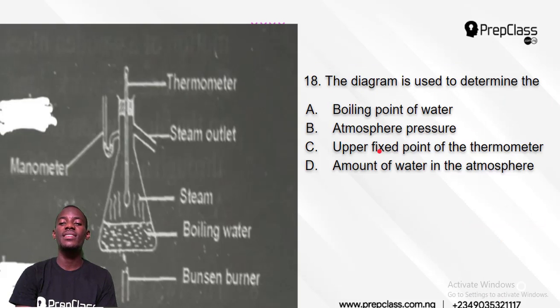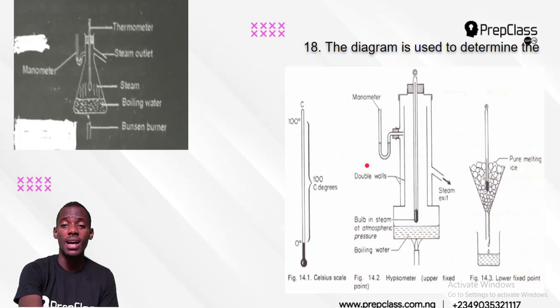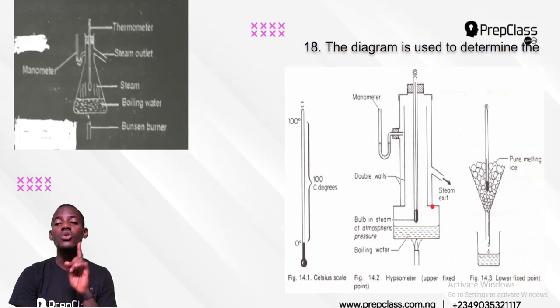Number 18 says the diagram is used to determine what? Do you have any idea? Now, if you don't know, I'll tell you. First of all, you must know that this is an ipsometer. It has a manometer here, and it has a steam exit here. Now, this is used for what? It is used for only one thing, to determine the maximum steam point of a thermometer.